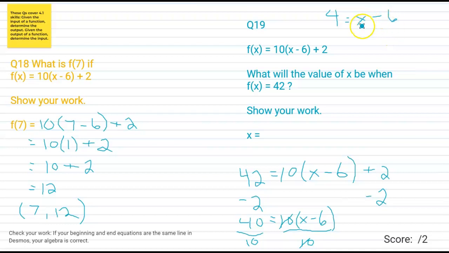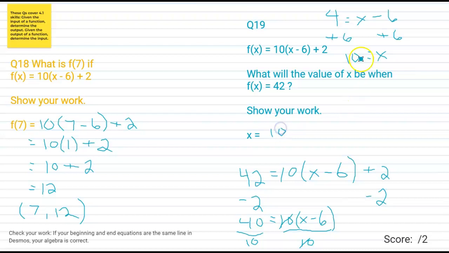And then to get x by itself, we just need to add 6 to both sides, because minus 6 and plus 6 are opposites. And that's going to give us the answer of 10 equals x. So we have just solved this equation.